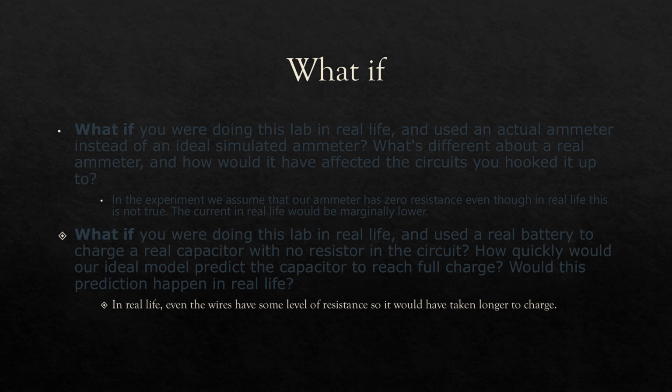What if you were doing this in real life? We used a real battery to charge a real capacitor with no resistor in the circuit. How quickly would our ideal model predict the capacitor to reach full charge? Would this prediction happen in real life? In real life, even the wires have some level of resistance, so it would take longer to charge.